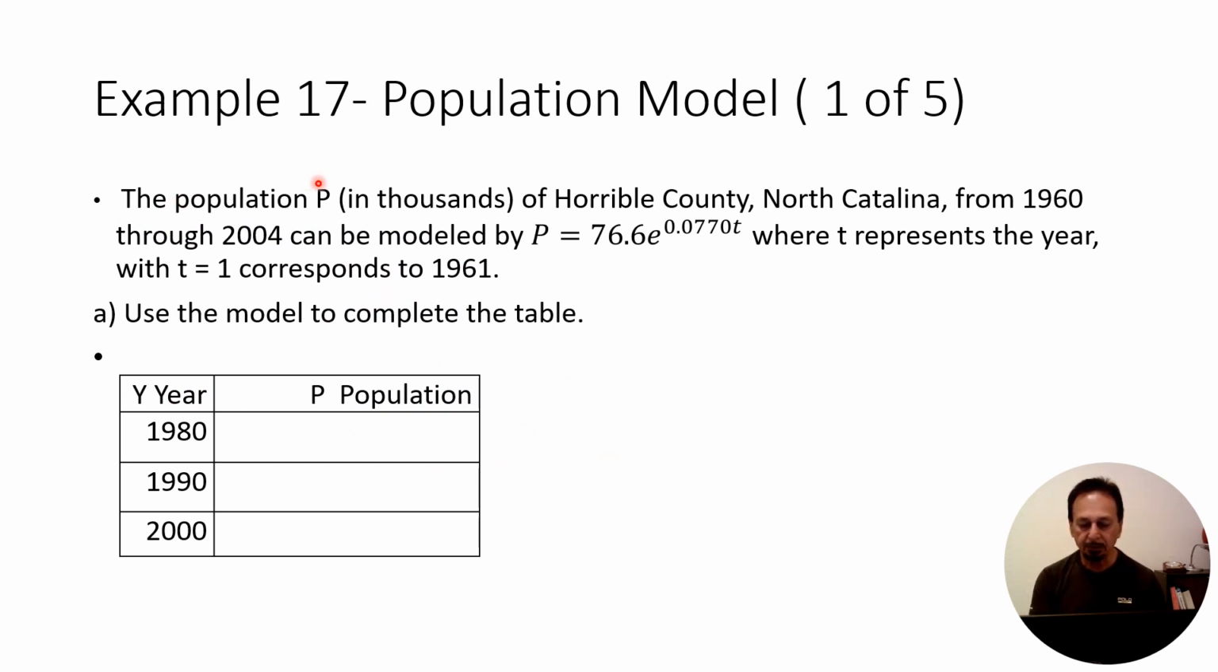So example 17, the population P in thousands of Horrible County, North Carolina from 1960 through 2004 can be modeled by this equation: P equals 76.6 e to the power 0.0770t. T represents the year, with t equals 1 corresponding to 1961. So the question is, we're going to complete this table. What is the population when the year is 1980? 1990? 2000? We are given the population in 1960 is basically 76.6 thousand.